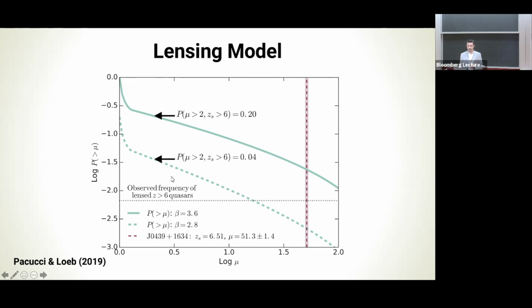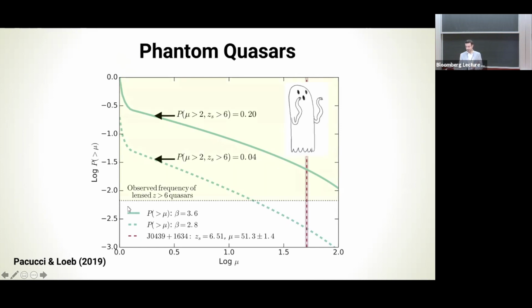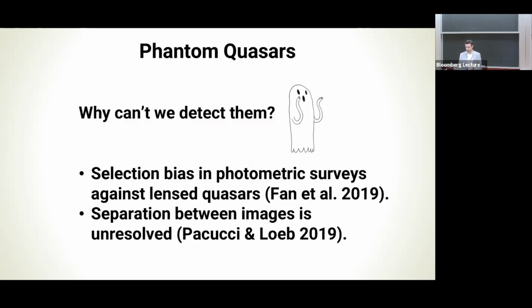And this is true especially at mild magnifications. We don't really expect that magnification 50 or 100 is very common, but we do expect that we should be finding more quasars that are magnified by lower magnification factors. So everything above this line is what we call the phantom quasars. These are quasars at redshift higher than 6 that should be magnified even by small factors, but we haven't found them yet. So why can't we detect them? As pointed out in the original paper, there could be a selection bias in photometric surveys against lensed quasars, and I will be talking about that now.